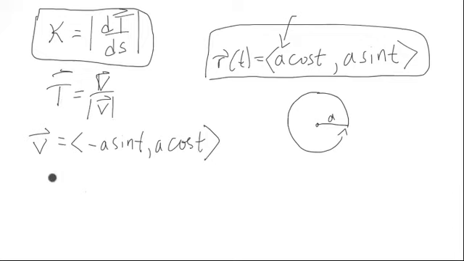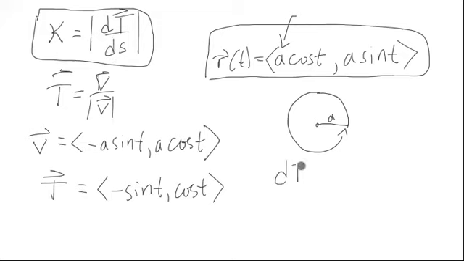Okay, so that tells us something. If you divide v by a, you know exactly what T is. It's just simply negative sine t, cosine t. Very nice. Okay, so we got T. Now here we need to take the derivative of T with respect to s, but we're going to do it with respect to t instead and divide that result by ds dt. This is the same thing as dT/ds. Okay, so now what is ds/dt?